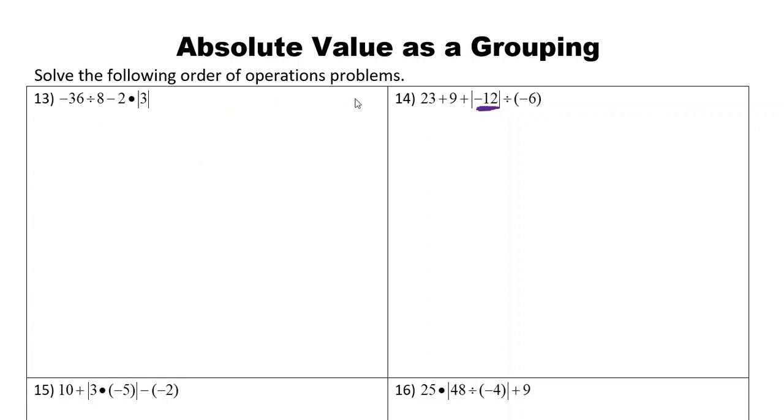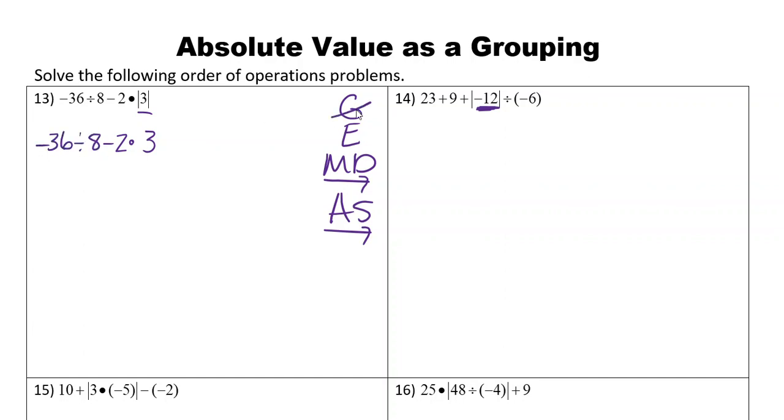So for this one, I have GEMDAS. I have a grouping, which is my absolute value, so that would be 3. No more groupings, no exponents. I have to do this division. Negative 36 divided by 8 gives me a negative 4. Remember your triangle. Positive slope to the top. Negative divided by positive gives me a negative 4 minus 2 times 3.